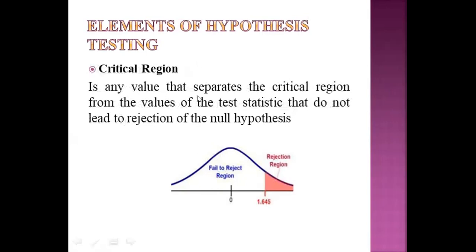Critical value: it is any value that separates the critical region from the values of the test statistic that do not lead to rejection of the null hypothesis. The critical value or critical line is actually what demarcates the rejection region and the fail to reject region or acceptance region in the normal distribution curve.